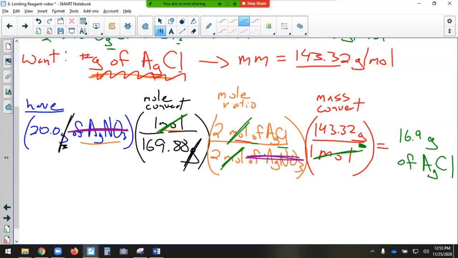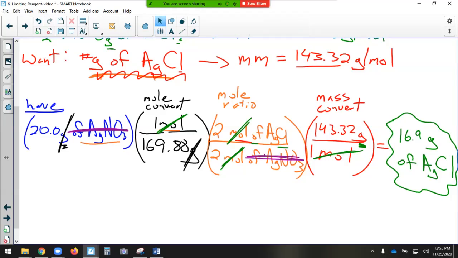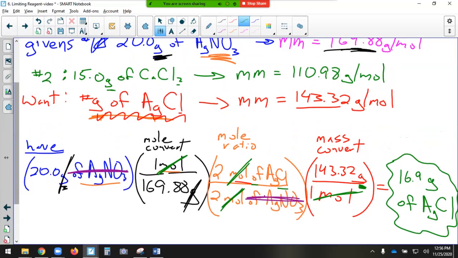Now might be a good idea to pause the video and try to do it yourself, but in the end, that's what you should get. If you're having troubles getting that number, definitely send me an email. Okay, so that is how much silver chloride will be produced if all of the silver nitrate actually gets used up. So the joys of limiting reagents, you don't know which one is going to actually get used up.